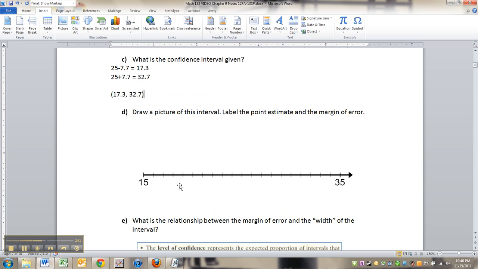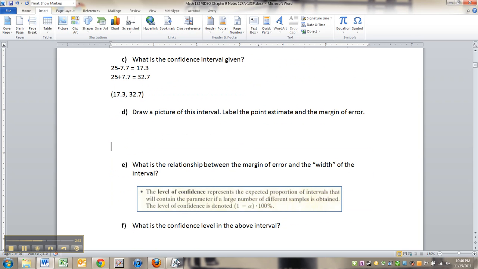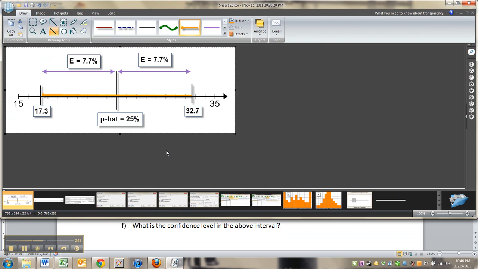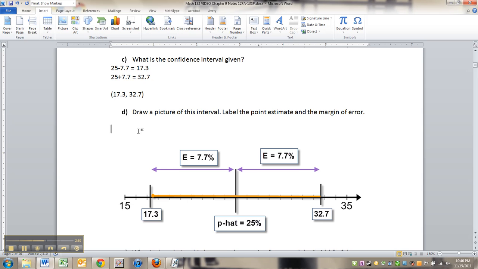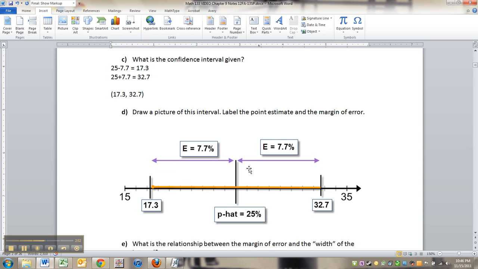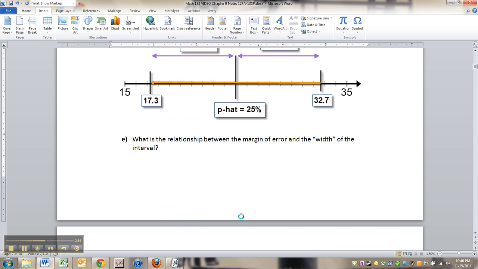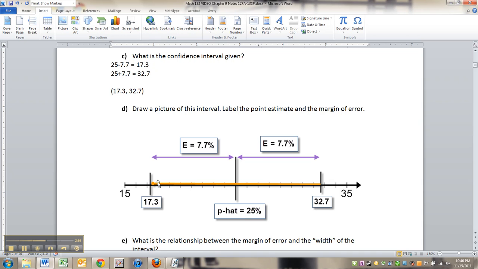All right, draw a picture of this interval. Well, I already drew it over here. Let's bring it in and take a look. In the center, first of all, let's be clear: the interval is literally a continuous interval that starts at the low number and ends at the high number. I've highlighted it here with this orange line. It starts over here at 17.3 and gets to over here at 32.7, technically with closed dots on either end. So that altogether is the interval.